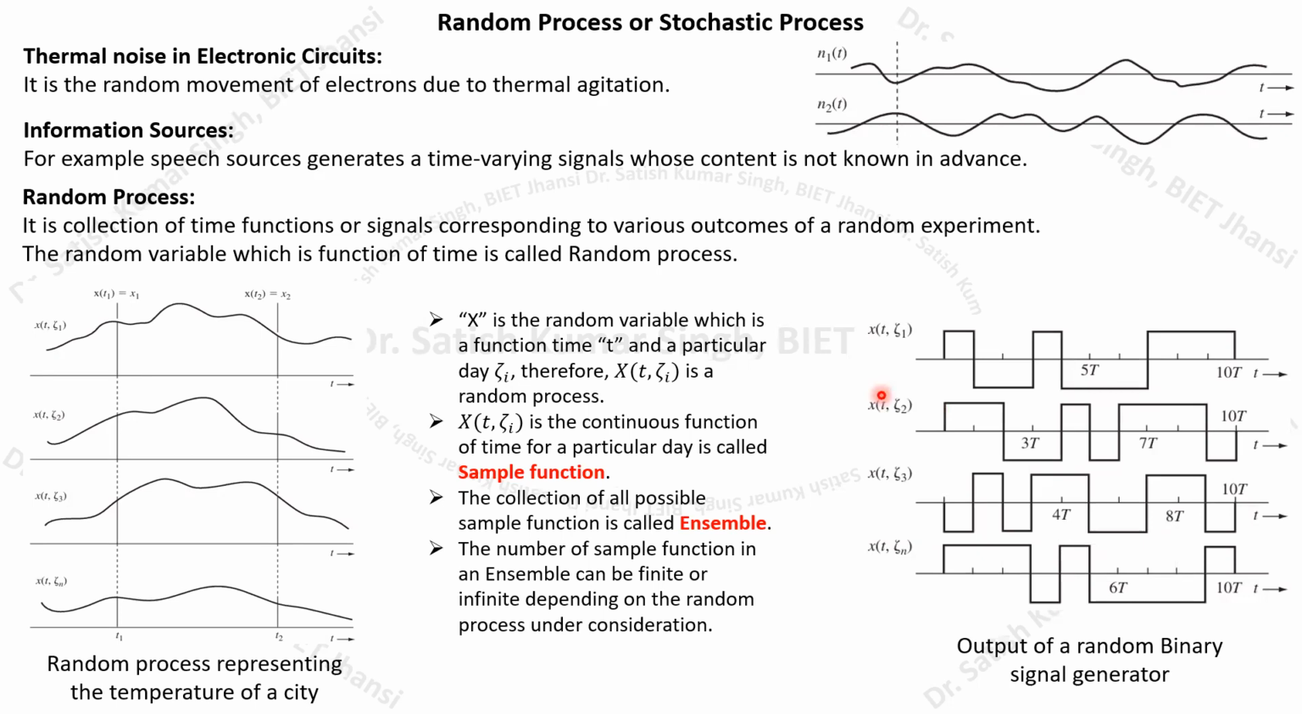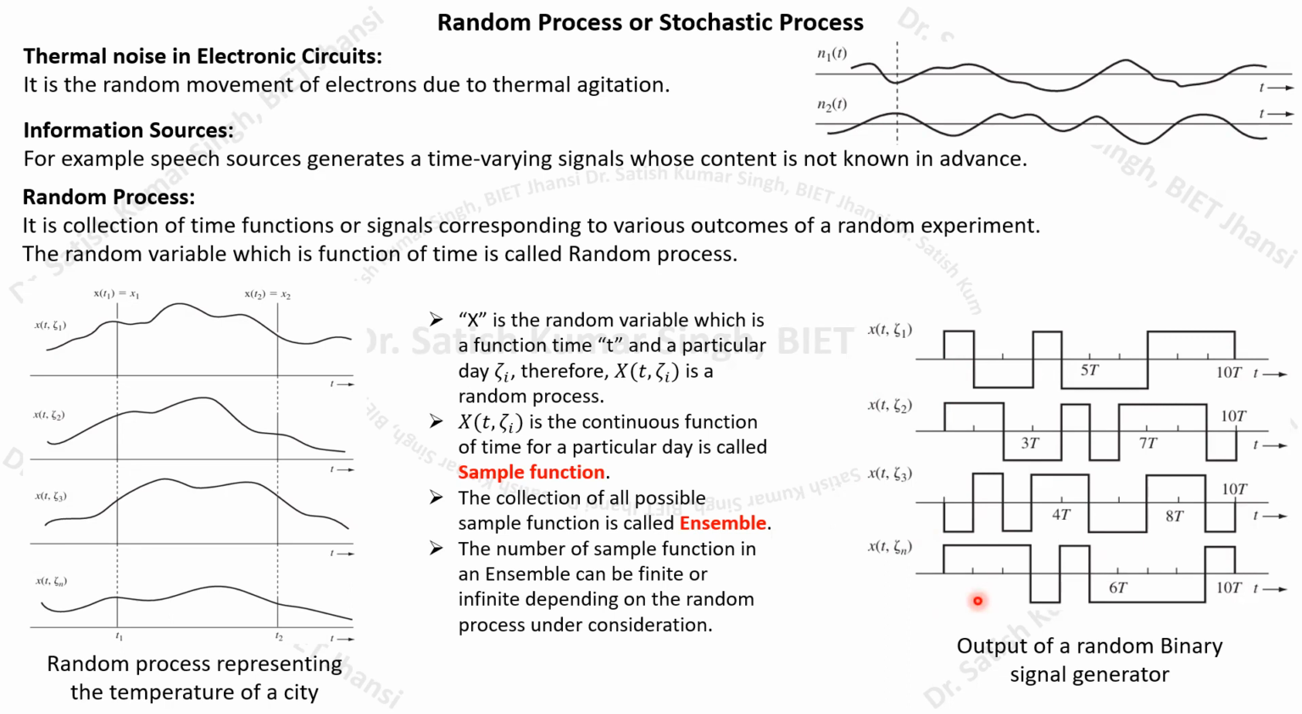Because it is the output of a random binary signal generator, you might be thinking that this signal is not looking like a random signal. Here you can think that it may look like a deterministic signal. But the thing is that this is again an example of a random process. So why is it a random process? Because we have a random binary signal generator, and it is generating 10 bits over a duration of 10T seconds.